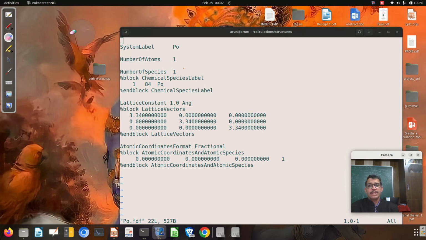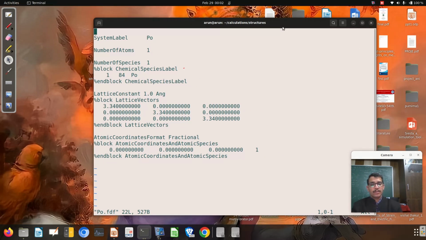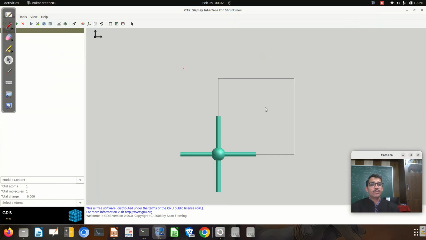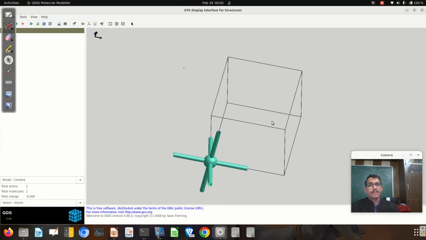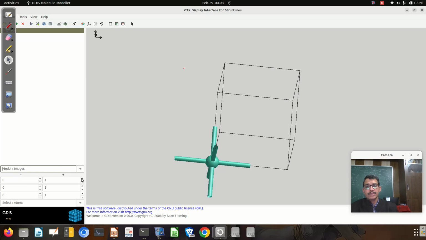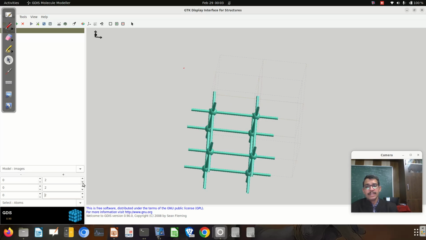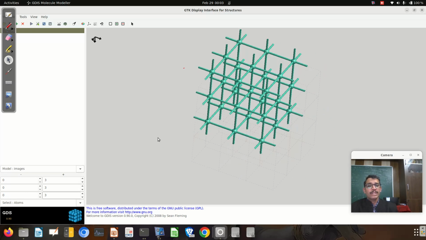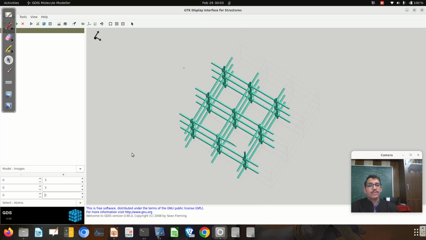This structure can be directly opened with the help of GDIS. Let me come out of it. If in a terminal I give the command gdis pu.fdf, then this file will open in front of us. So this is one polonium atom inside a box, and when I keep repeating this, like this and like this, a three-dimensional crystal of polonium will be generated, right? So this is a simple way to look at it.